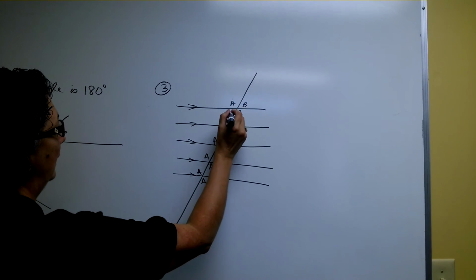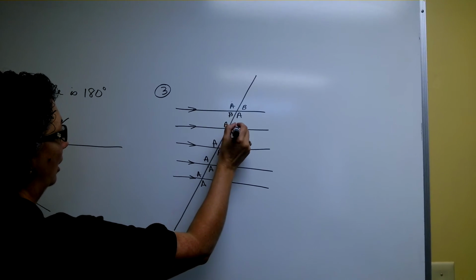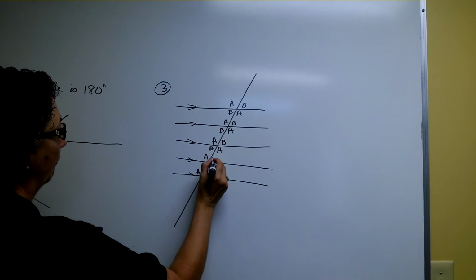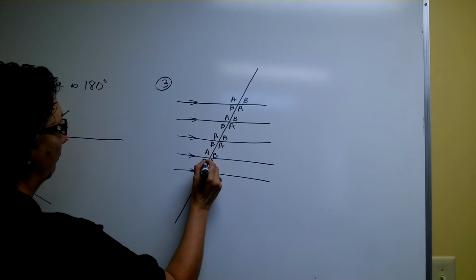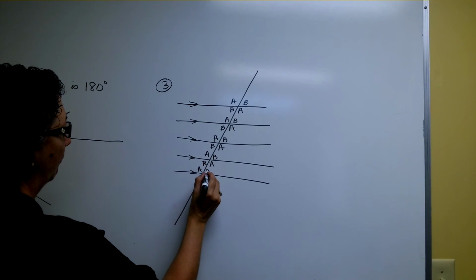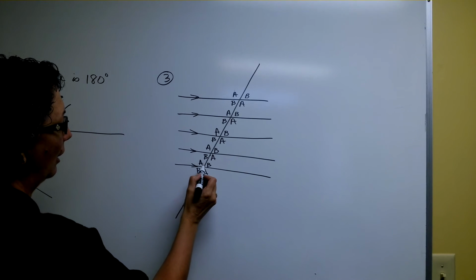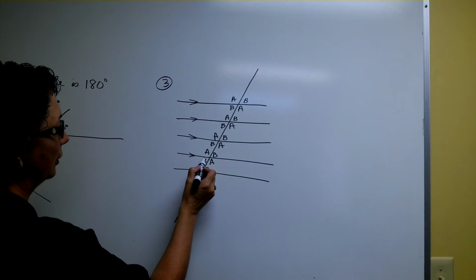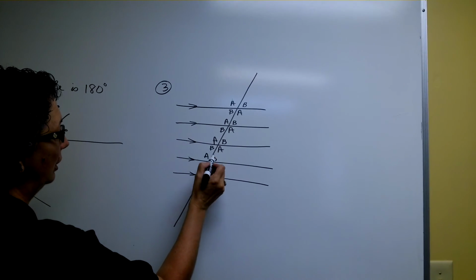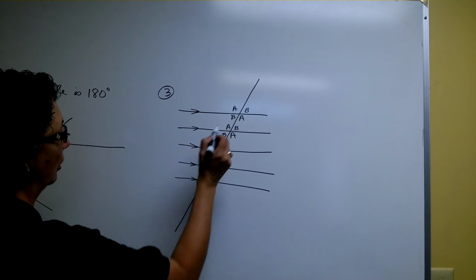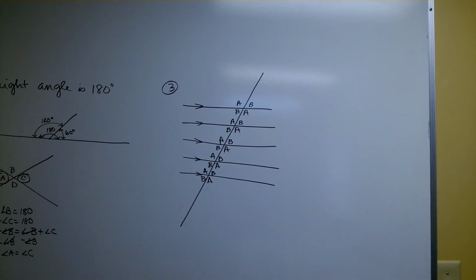And all of these angles also have to be the same. Same thing. Opposite angles, cross the transversal. Opposite angles, cross the transversal. Opposite, cross. Opposite, cross. All of those.